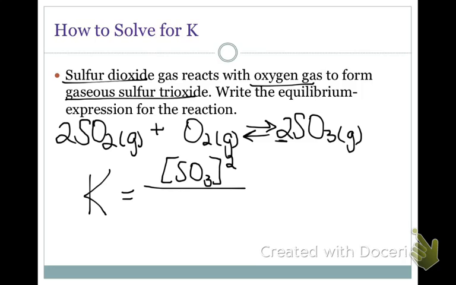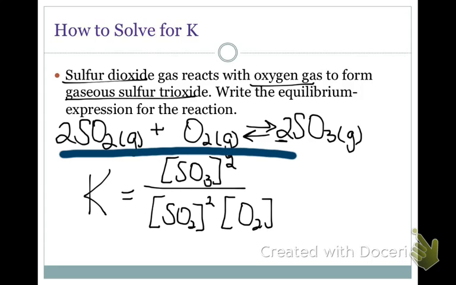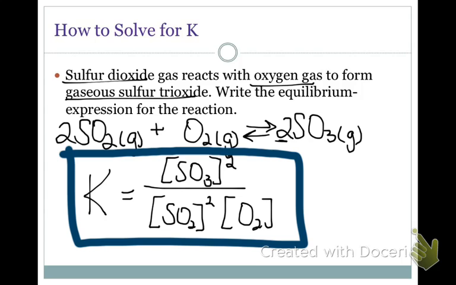And these are all going to be gases, so we don't have to worry about any solids or liquids or substituting 1 for any of these. Put it over the reactants, which is SO2 raised to the second power times O2 just to the first power. So if we want an equilibrium expression, this is what we're looking for.